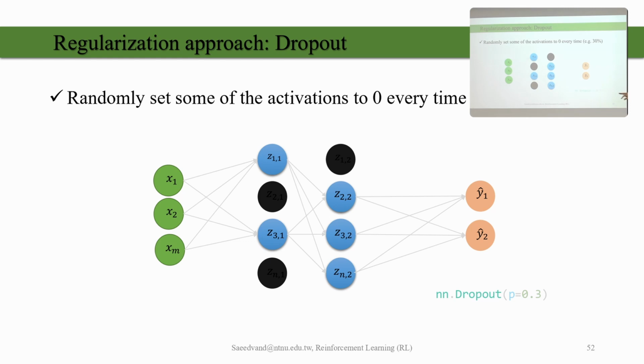So how to do it in PyTorch? In the neural network, we write dropout with probability 0.3, so 30% every time will automatically be dropped out by the PyTorch algorithm. Okay, clear? Good.